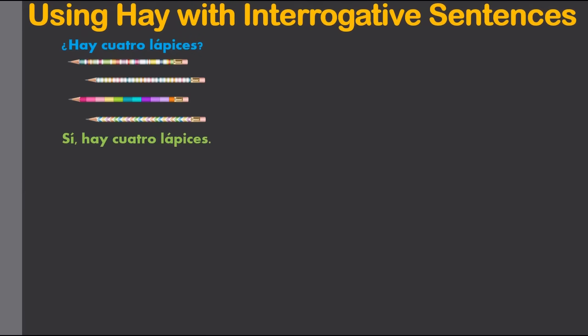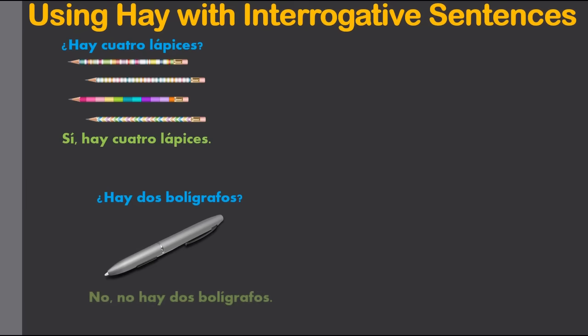This is a yes or no question, of course. ¿Hay 2 bolígrafos? No, no hay 2 bolígrafos. This response has 2 no's. The first no answers the yes or no question, but the second no makes the verb negative. And just as it is in all other cases, the word no comes before the verb hay. No, there are not 2 pens. Hay un bolígrafo. There is 1 pen.